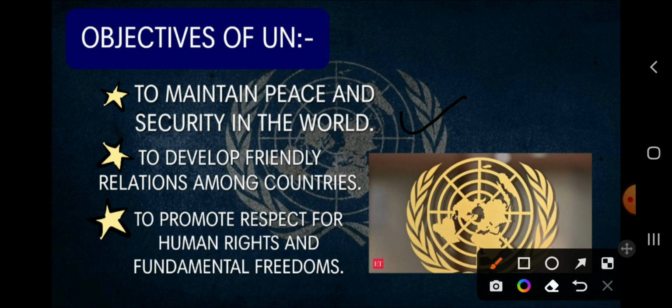So after the Second World War, what was the urgent need of the hour? It is peace. Okay, because everywhere in the world there was unrest and many people were killed, there were many sufferings, and people were tired of the wars and everything. Okay, they didn't want to die, or suffer more than that. So that's why they formed UN, and the most important objective of UN is to maintain peace and security in the world. Second is to develop friendly relations among countries.